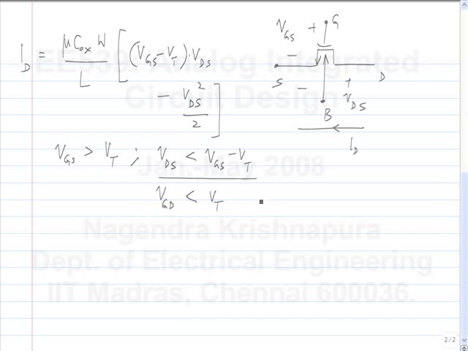So, you know how this happens, right? We have, so this should be greater than VT, sorry. VGD is greater than VT.